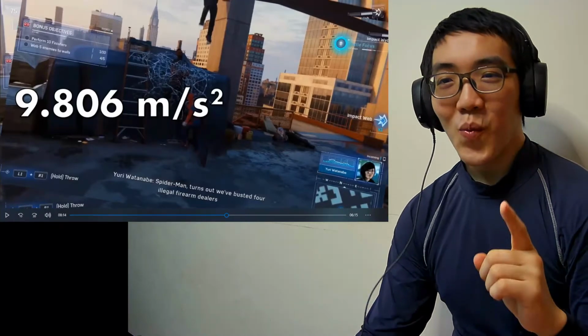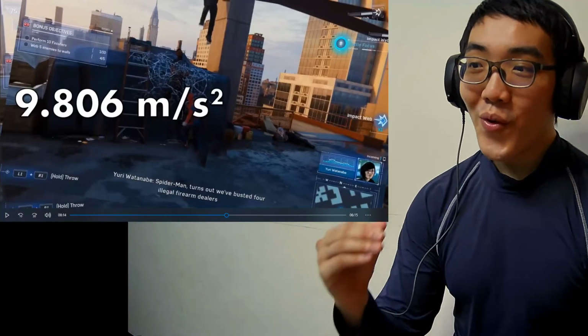Wait a minute. We know Spider-Man's weight in the game. We can actually just calculate the gravity, can't we? Maybe the gravity in the game is different from gravity in real life, instead of 9.81 meters per second squared.